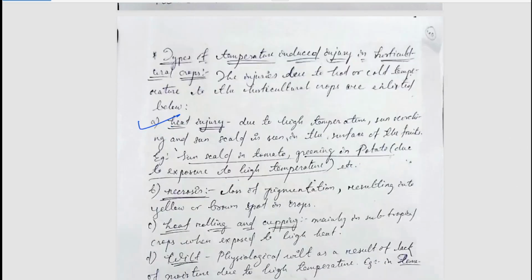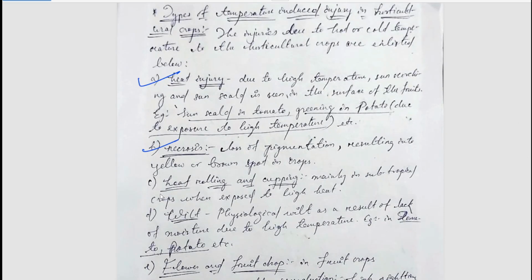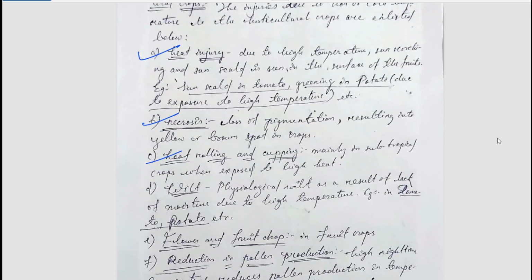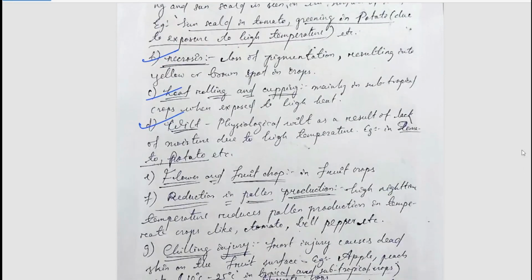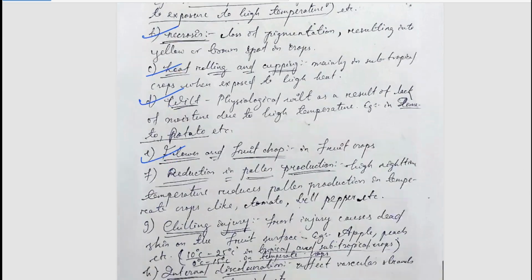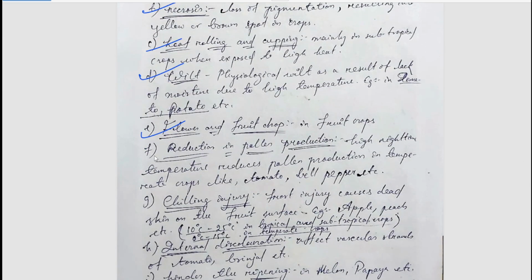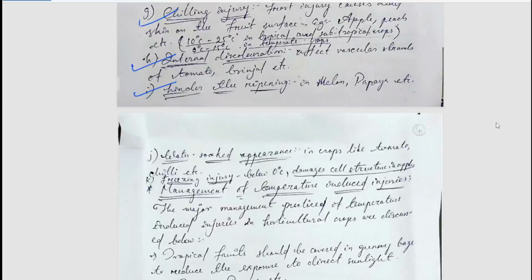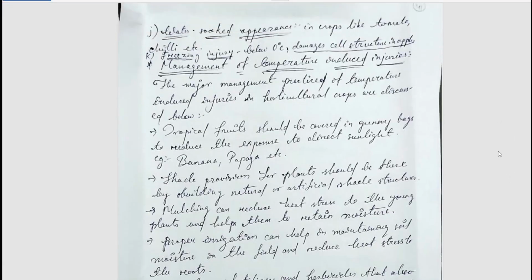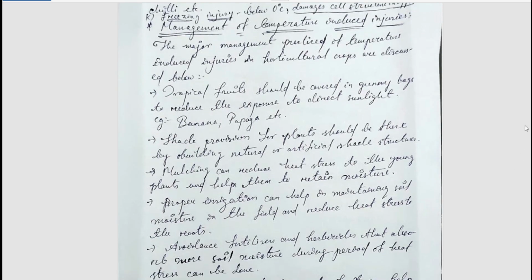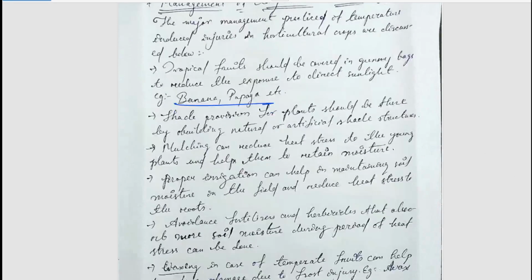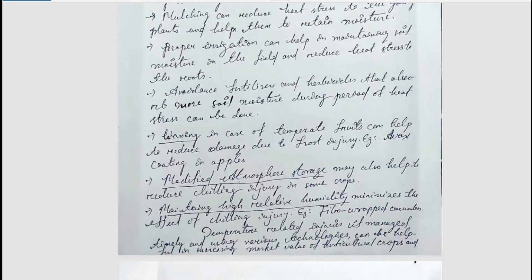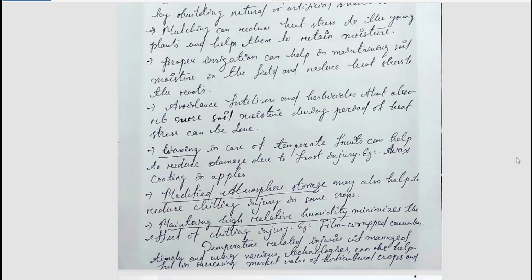First of all is heat injury, then there is necrosis, there could be leaf rolling and cupping, wilt can form, flower and fruit drop can occur, and there is reduction in pollen production. Then there are chilling injuries: internal discoloration, and hindered ripening. All these things are due to temperature changes. Water-soaked appearance could be there. So there are around 10 points, you can simply pause and read them, and examples of fruits have also been mentioned, with banana and papaya here. That is a good point. Simply pause and read it.